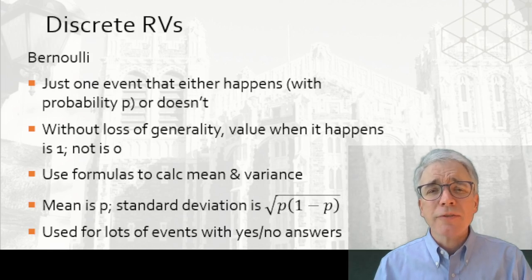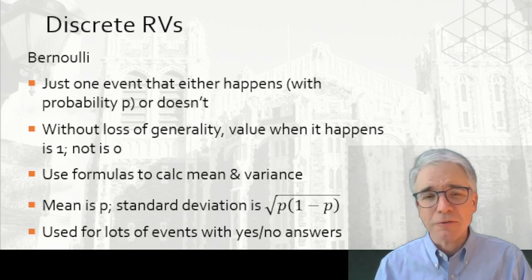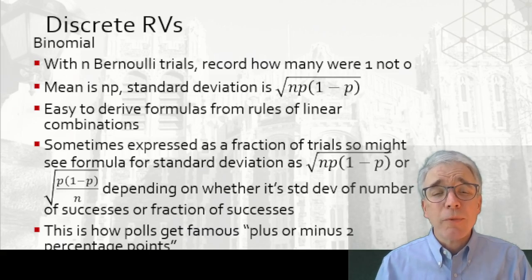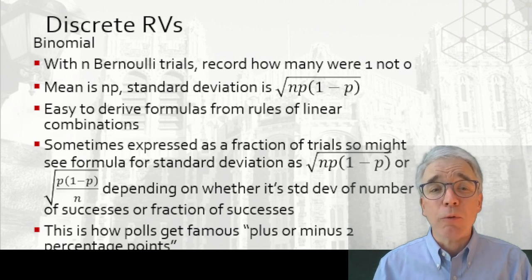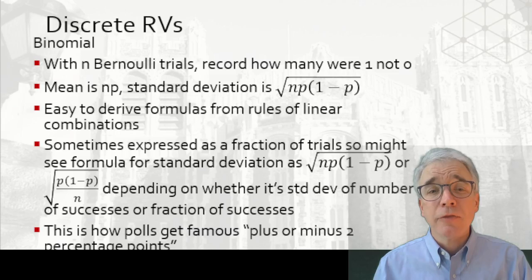It's used for lots and lots of different events that have a yes or no answer, such as the data sets we're playing around with. Does a person have health insurance? That's yes or no. Do they live in a particular location? That's yes or no. Do they have some educational qualification? That's yes or no. With a bunch of Bernoulli trials, we get a binomial distribution, recording the sum of how many were 1, not 0. The mean of that is n times p. The standard deviation is the square root of n times p times 1 minus p. Again, those are easy to derive from the rules of linear combinations.